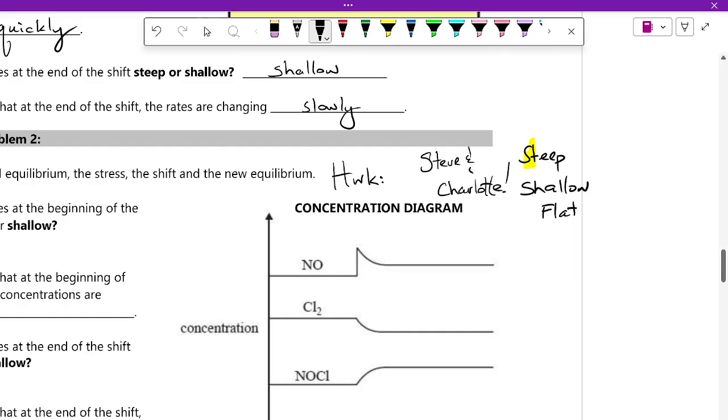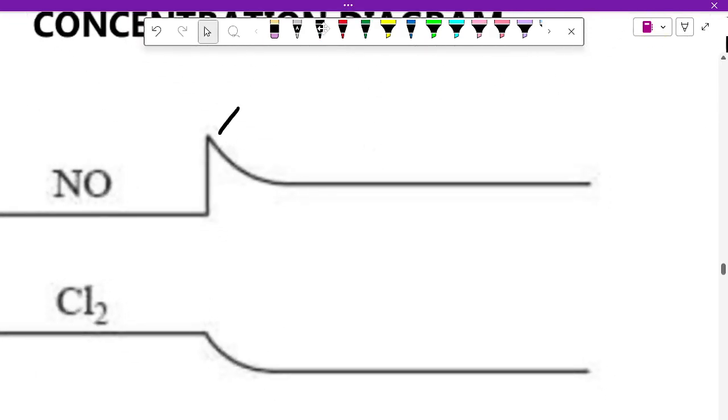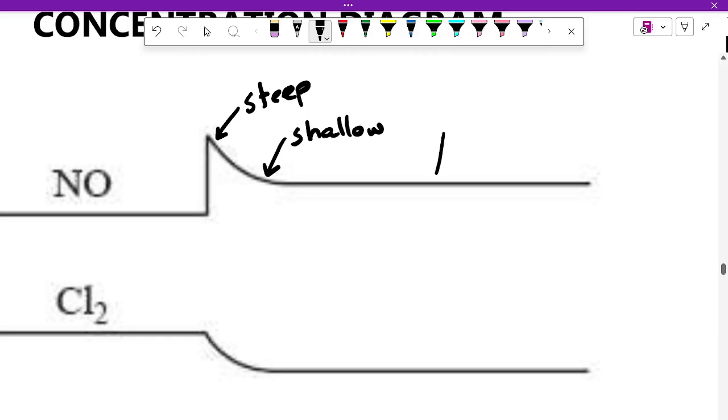So the steep, shallow, flat refers to, if you remember, at the beginning of the curve, it is the steepest. Near the end of the curved part, it is the shallowest. And eventually it should be flat because we have reached equilibrium and the concentration remains constant.